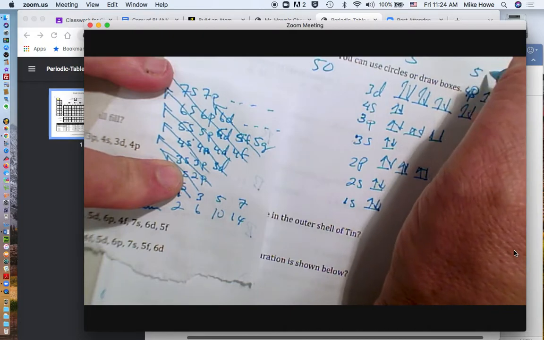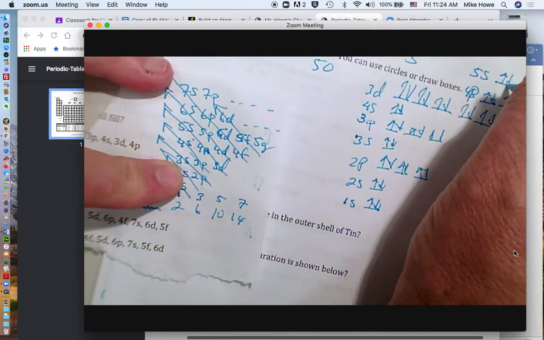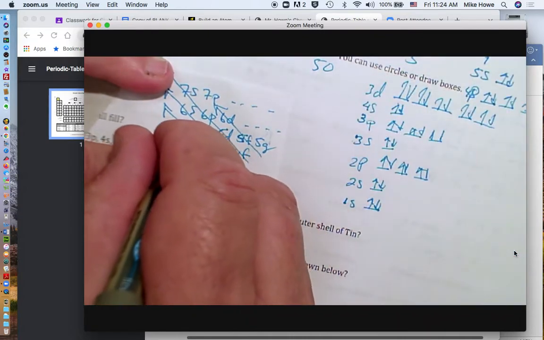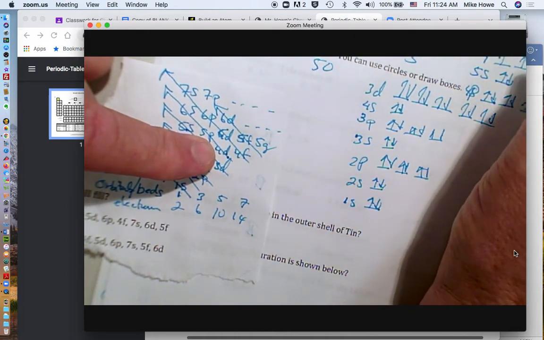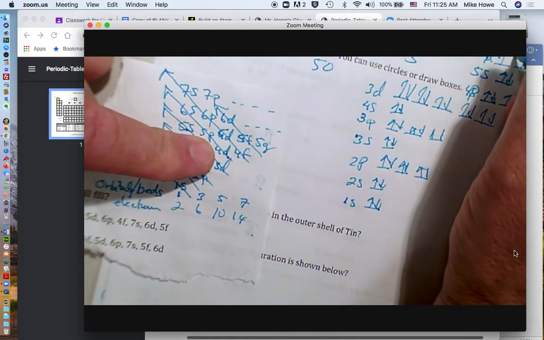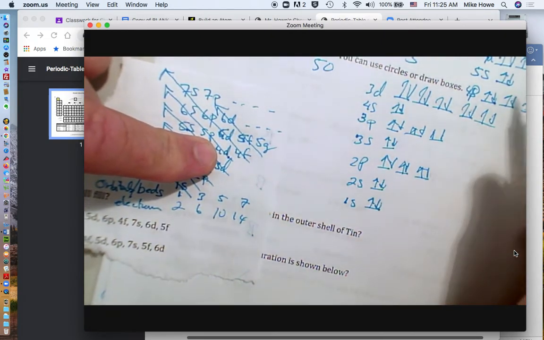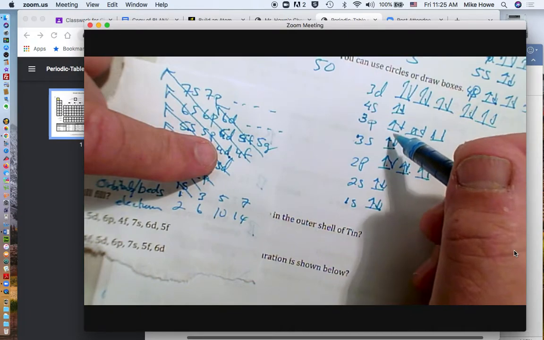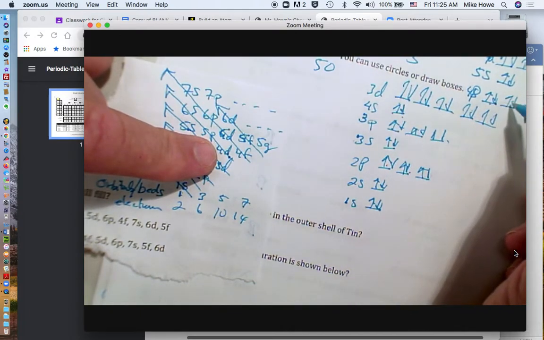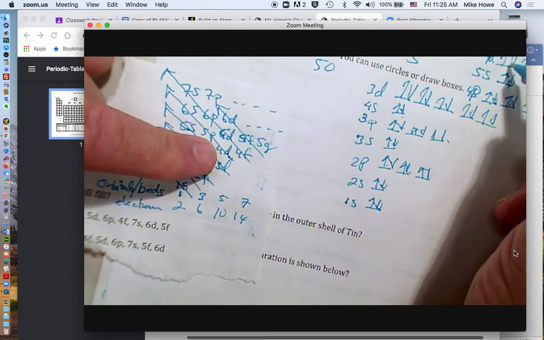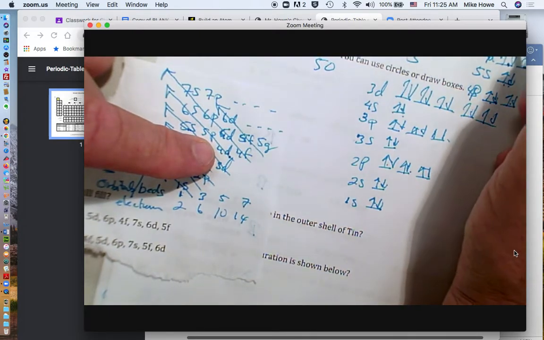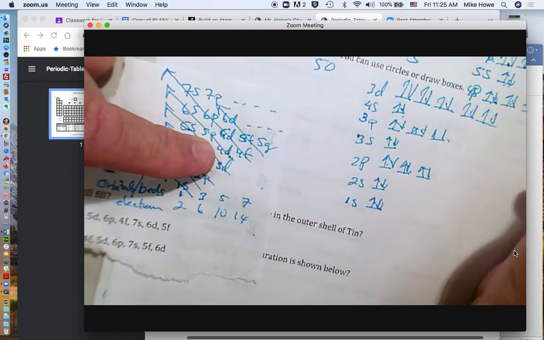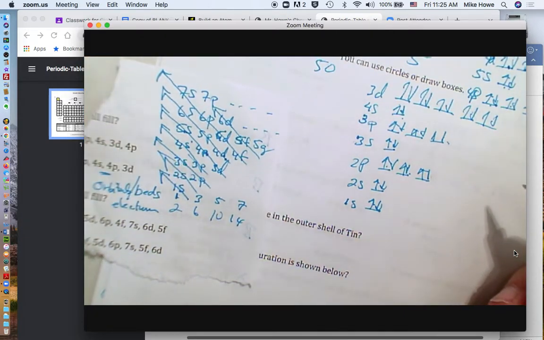After 4p is 5s. And then after 5s is 4d. I'm getting close. 2, 4, 6, 8, 10, 12, 14, 16, 18, 20, 30, 32, 34, 36, 38, 40, 42, 44, 46, 48. And we want to go to 50, so that'd be 5p, like that. And there you go. That's your orbital diagram for tin.